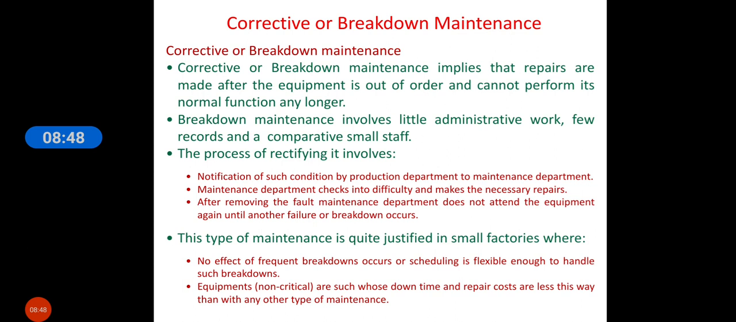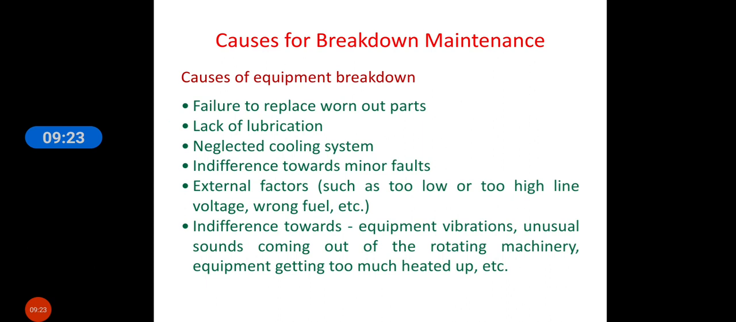And this type of maintenance is quite justified in small factories where no effect of frequent breakdown occur. Scheduling is flexible enough to handle such breakdowns. जहाँ breakdowns होने से हमें ज़्यादा नुकसान ना हो, इससे कि जो हमारा बिजनेस होता है वहाँ पर आप ये करेक्टिव मेंटेनेंस कर सकते हैं. And equipment maintenance are such whose downtime and repair costs are very very less as compared to other type of maintenance. There we can use a corrective or breakdown maintenance.